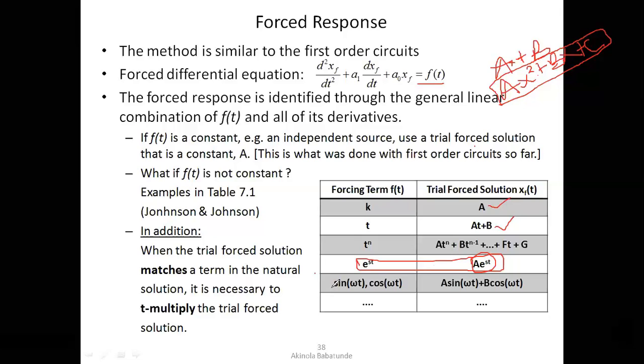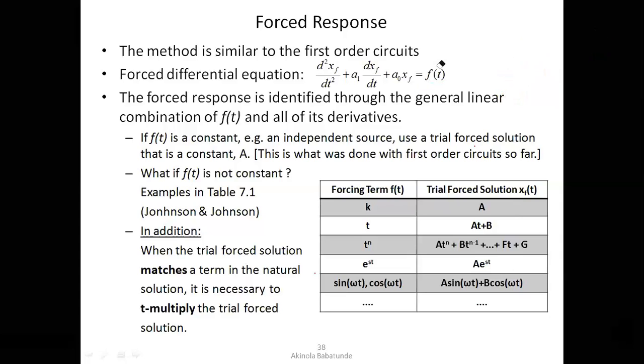And then if it is a trigonometric function, this is exactly how you treat it: A sin wt plus B cos wt, if it is a trigonometric function of either sine or cos. It could be sine, it could be cos. Whatever it is, you assume the trial forced solution to be a combination of these. So it is important for you to pay attention to this so that it will be easier for us to solve as many problems as need to be solved as time rolls by.